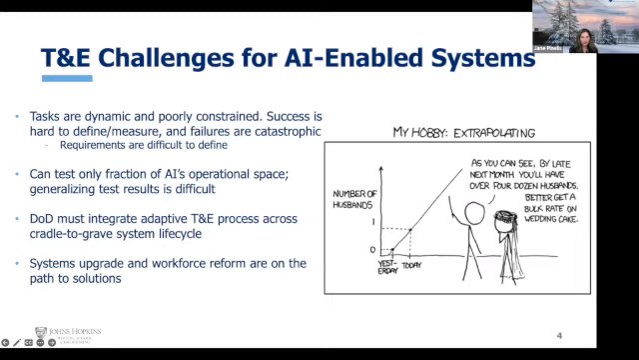And so where we are really in the Department of Defense as a result of these pretty major challenges is that we're rewriting the entire process of test and evaluation. We're having to upgrade our workforce, our systems, our methods, everything that's there. And so you'll see a little bit of that in this talk today.